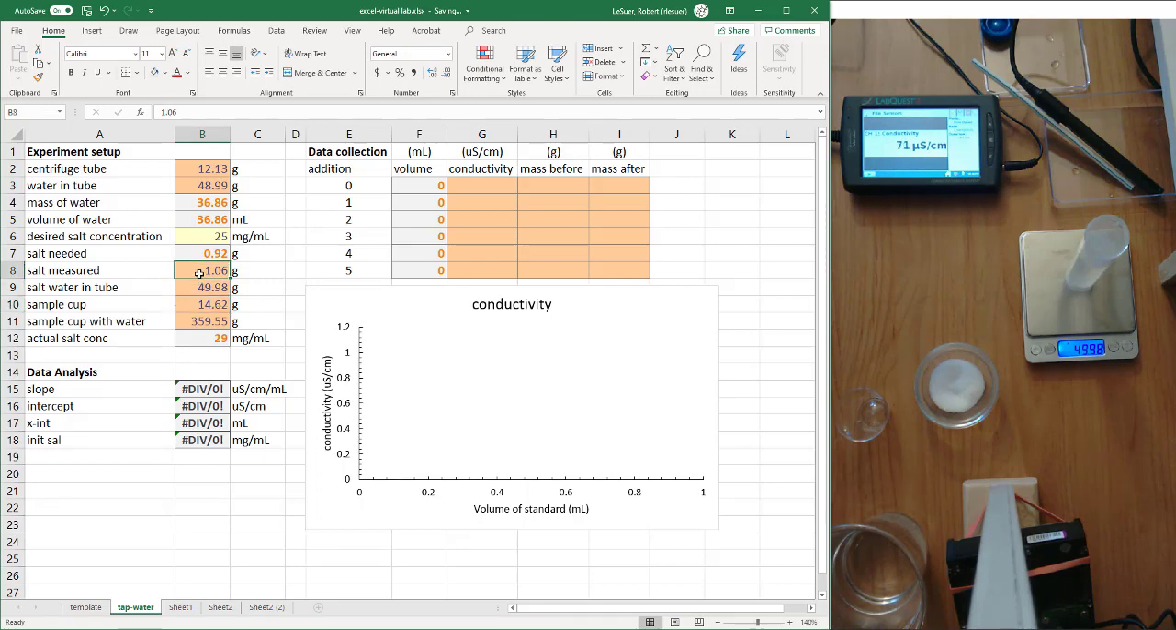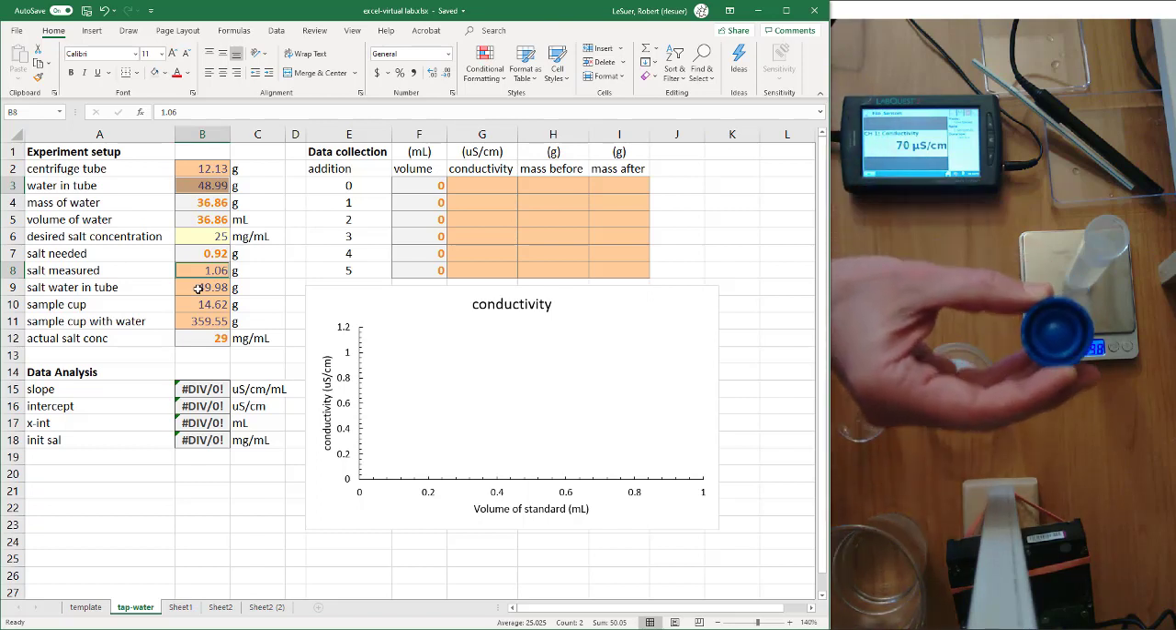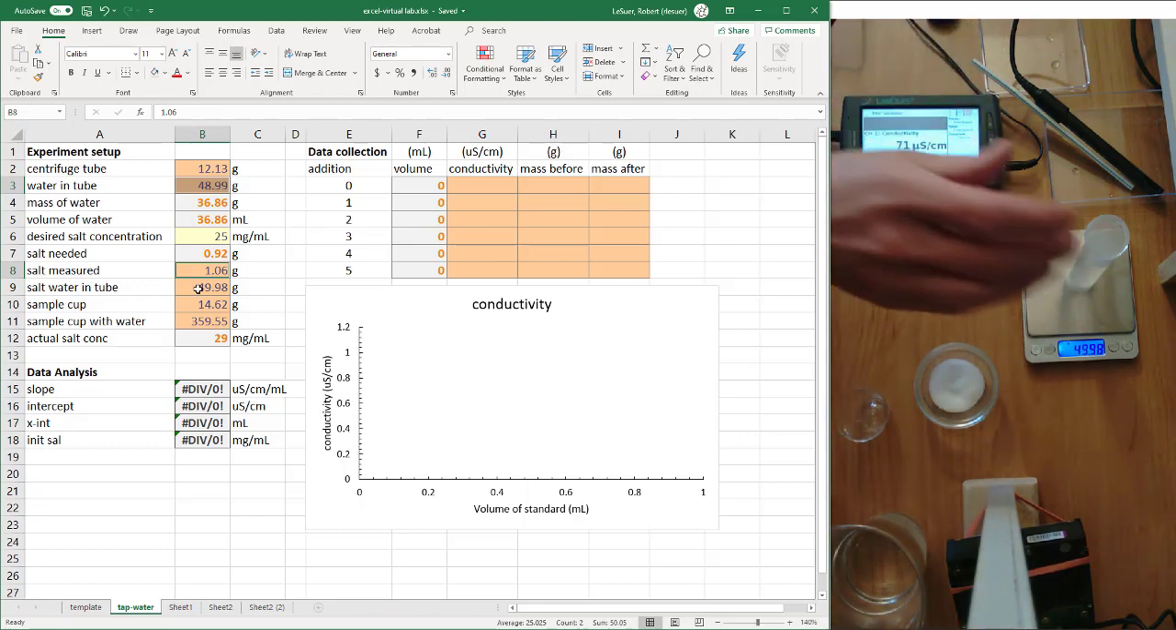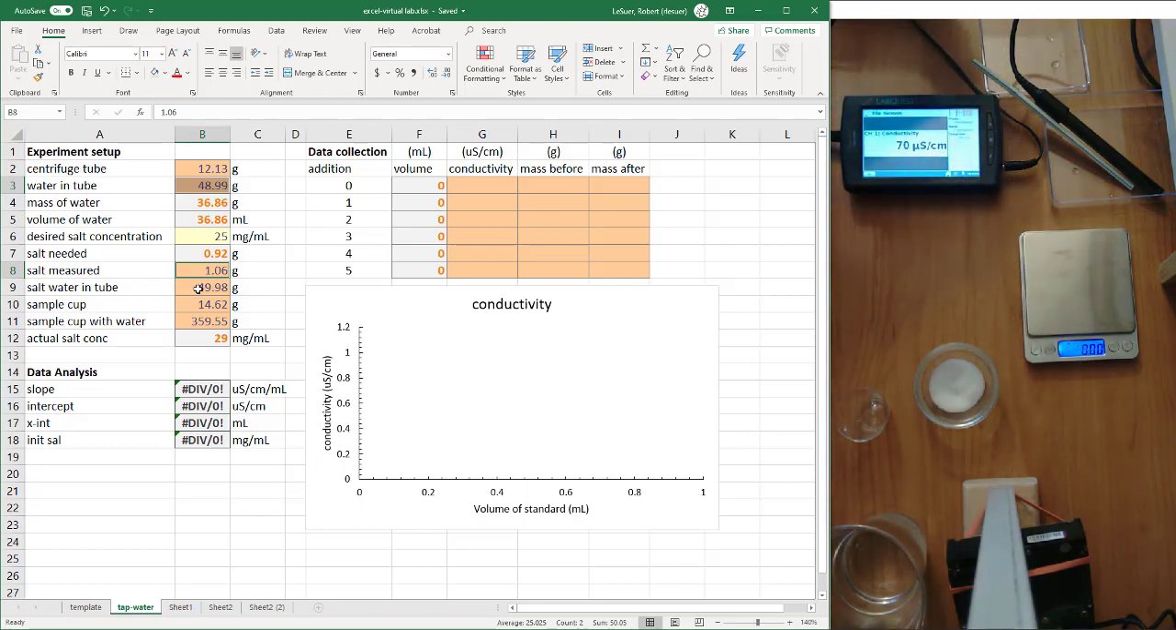If I measured 1 gram and I knew that there was 48.99, so this number here plus this number here should be the same as row 9. Notice how the sum, down here in the bottom, is 50.05, whereas I'm reading 49.98. So there is a little bit of liquid or salt that was lost in the transfer. It's possible that it's actually just that little bit of liquid that's in the cap. So we're not going to worry about that, but just another potential source of error.